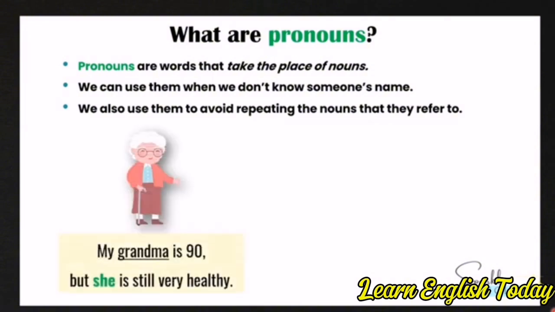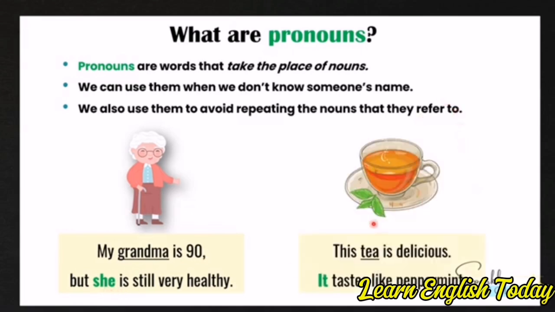For example, my grandma is 90, but she is still very healthy. She is a pronoun that takes the place of grandma. So instead of saying my grandma is 90, but my grandma is still very healthy, we can replace this with she to not sound repetitive.